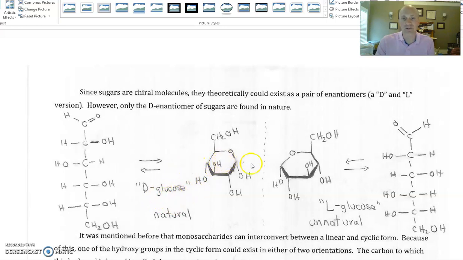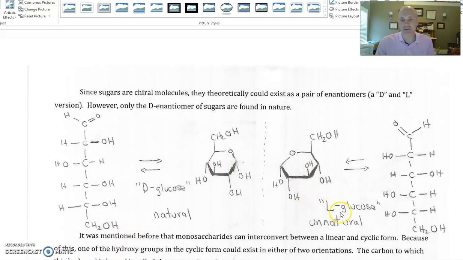And notice that each of these is going to have its open chain variety. So notice that this straight chain variety is the exact mirror opposite of this straight chain variety. Notice that these OHs are on the inside. Here the OHs are on the outside. Here they're on the inside. So whichever form you show these in, either the straight chain or the cyclic form, there is an enantiomer that would exist for it.